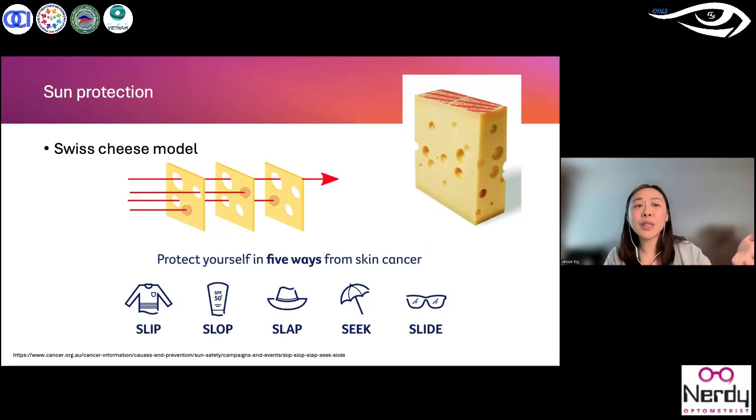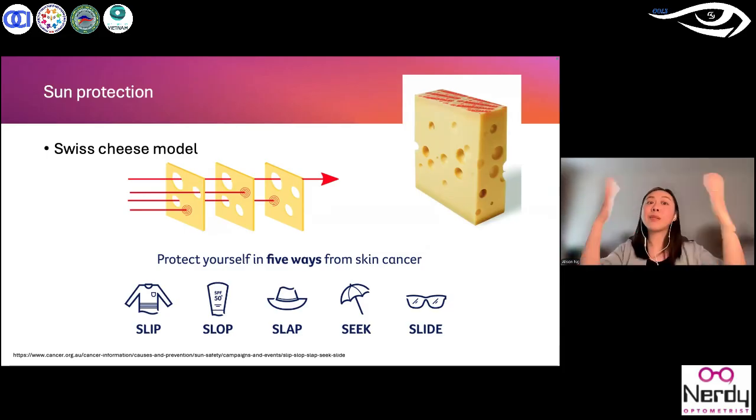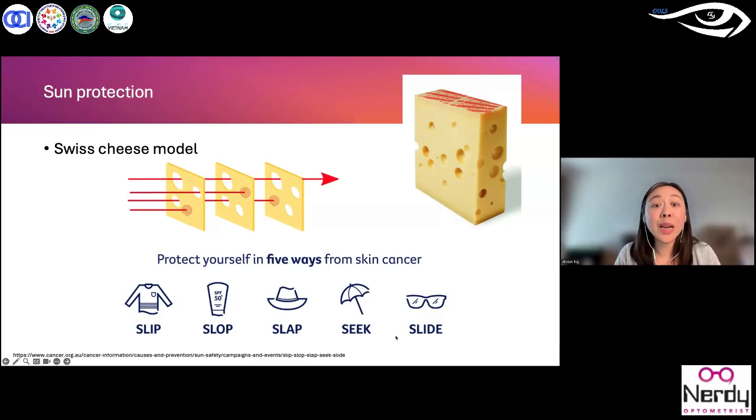And you might have come across this during the COVID-19 pandemic when we were all told it's not just vaccinations that are going to help slow down or prevent the spread of COVID-19. It's things like wearing a mask, being in good ventilated areas, and vaccinations. So it's the same thing in terms of protecting yourself from skin cancer. This is marketing that you're probably seeing globally. This one is specifically from Australia.